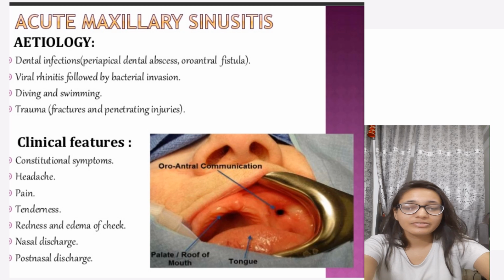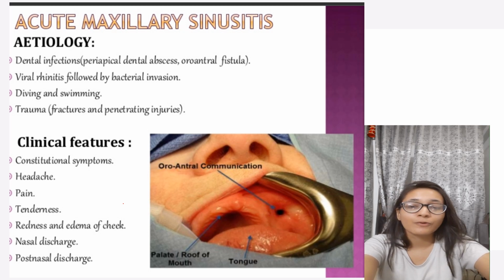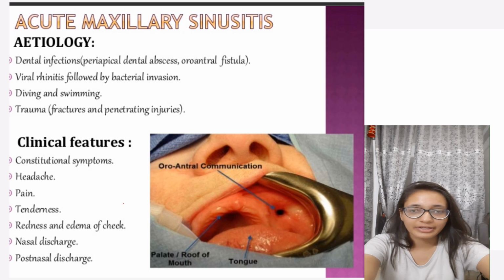So what is the difference between acute sinusitis and chronic sinusitis? Acute sinusitis is when there is infection for less than 3 months, and if it persists for more than 3 months, then it is called chronic sinusitis.